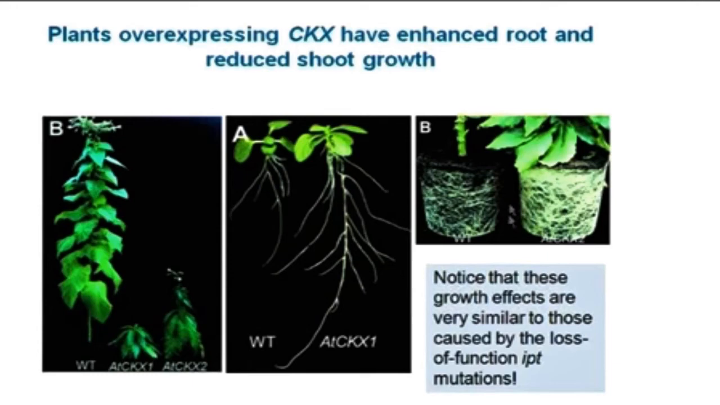Here we can see the effect of cytokinin oxidase. B is the wild type where there is normal activity of cytokinin, and in A, due to the overexpression of cytokinin oxidase, there is greater formation of root as compared to that of the shoot. That is, the activity of auxin has increased as compared to that of the cytokinins.